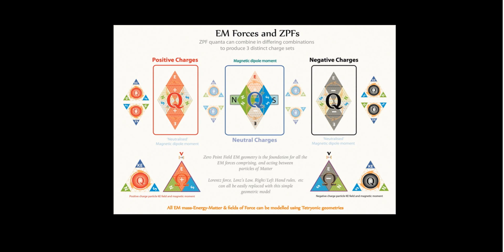And we can use this geometric arrangement of 0-point Planck quanta to give us electrostatic and electromagnetic fields, as well as explaining all the split laws or the different laws that exist at present within electrical engineering. Lorentz's force, Lenz's force, all the right and left hand rules, conventional current, electron flow, all these things can be explained using the Tetryonic equilateral triangle of EM fields. So we'll go on and we'll explain it.